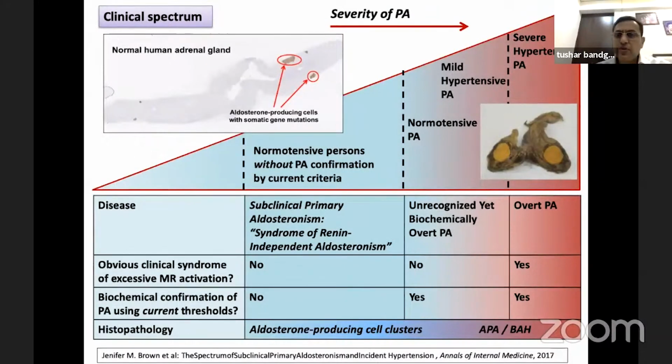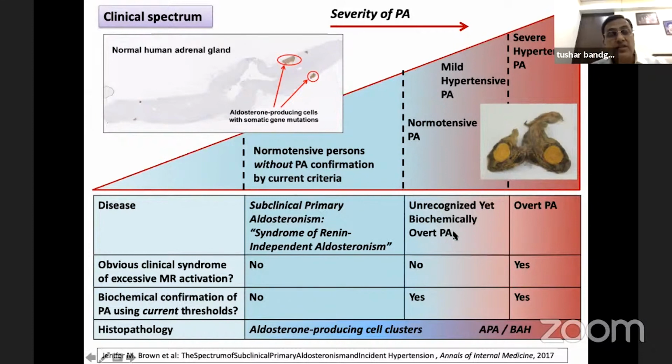So all this while we have been talking of severe primary hyperaldosteronism, where there is a clinical picture, an overt PA, hypokalemia and severe hypertension. But more and more patients belong to this mild hypertensive or normotensive PA cohort. And there are data as well as literature showing that even normotensive patients who have not yet gone into hypertension have a syndrome of renin-independent aldosteronism. So it's all a spectrum, a continuum from subclinical primary aldosteronism to an unrecognized yet biochemically overt PA to an overt PA. And at least we should start looking at overt PA in our Indian scenario.